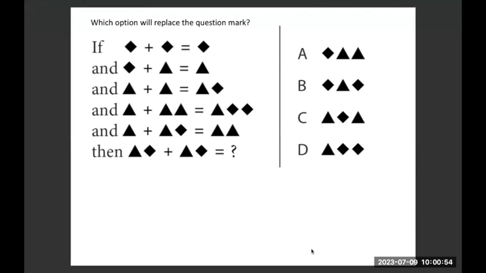So here you're given some relationships between shapes. If this plus this results in this, and there are almost 5 different relationships, 1, 2, 3, 4, 5. What you have to find is what the last equation given here will equate to, and these are your options. Only one answer is possible here.